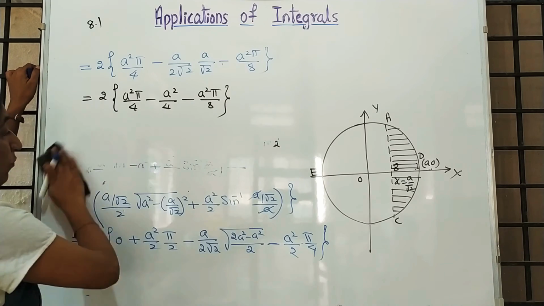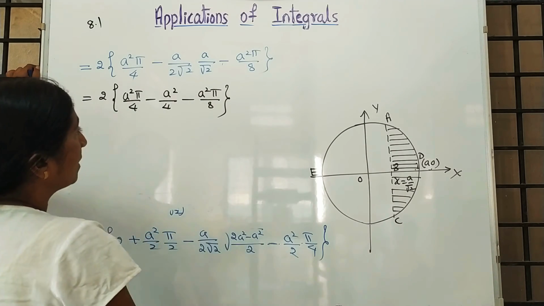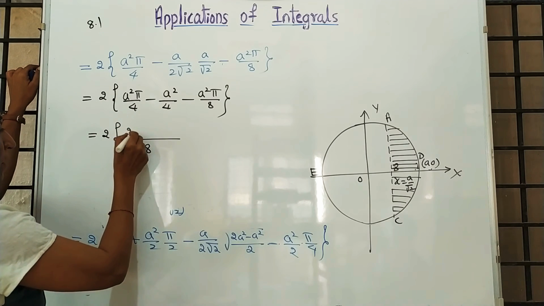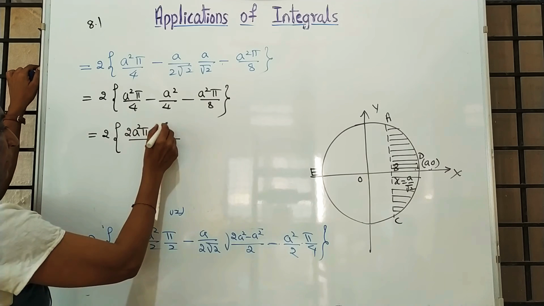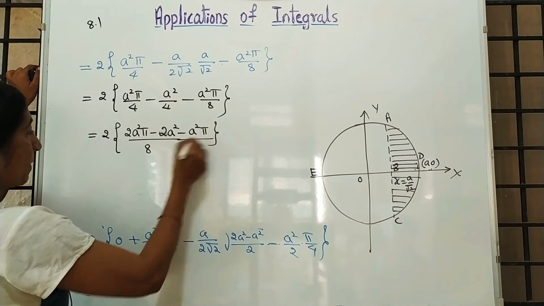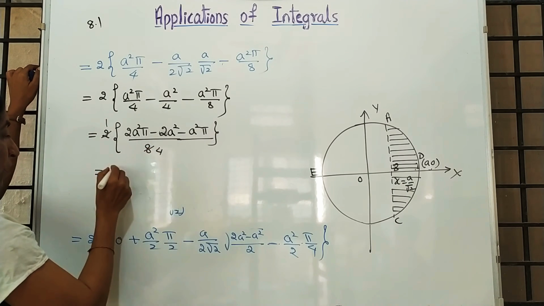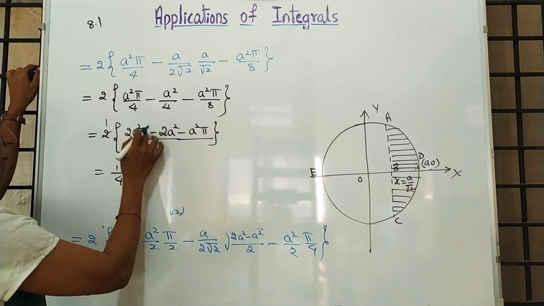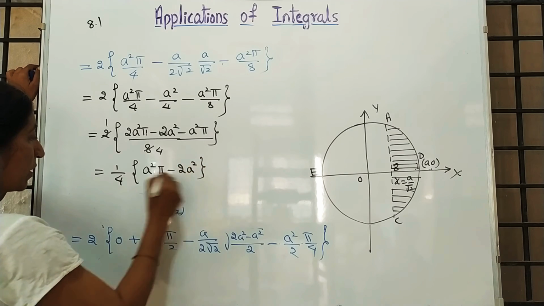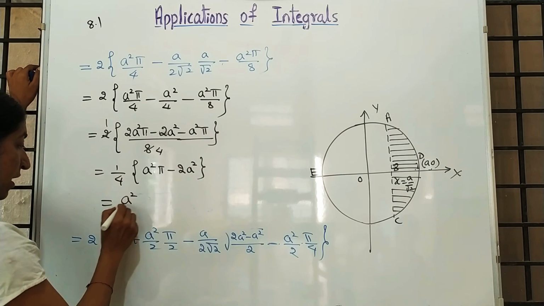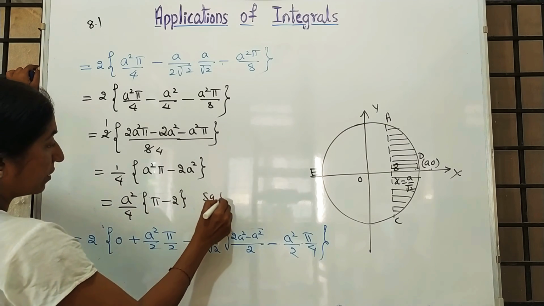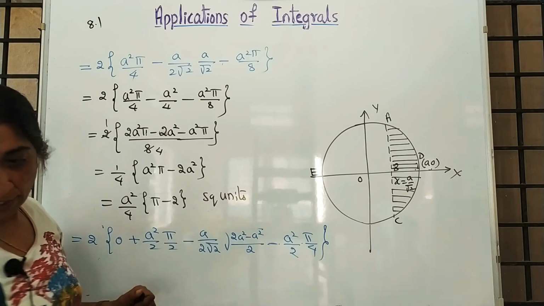So here in the first and the last term I have a pi, the middle term doesn't have a pi. 2 into LCM is 8, it is 2a square pi minus 2a square minus a square pi. 2 1s are 2, 2 4s are 1 by 4 outside, 2a square pi minus a square pi is a square pi minus 2a square. If you want, you can take a square also outside, a square by 4 in the bracket pi minus 2 square units. This is the area of the smallest part.